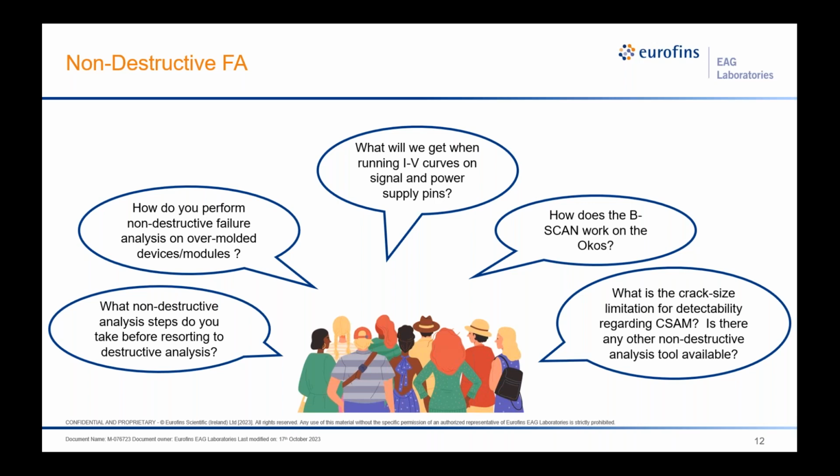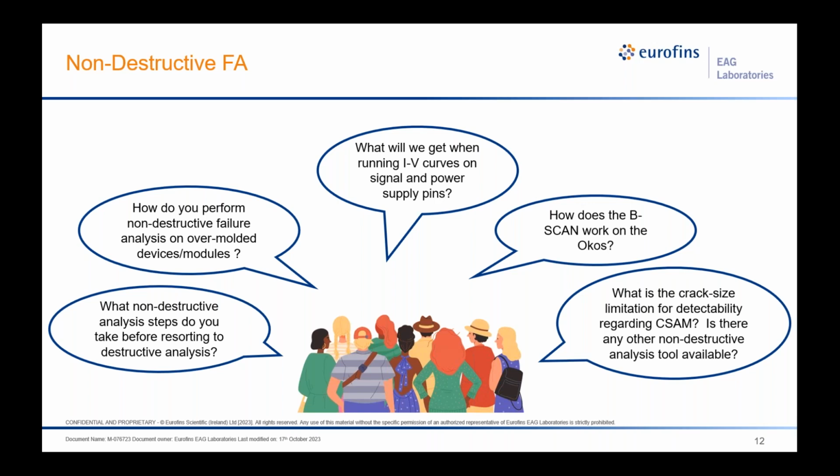So, is there enough power to run infrared hotspot analysis? That's the type of thing where IV characteristics may be able to reveal what techniques may be best used to locate that failure. But the next question is how does the B-scan work on the OCOS?